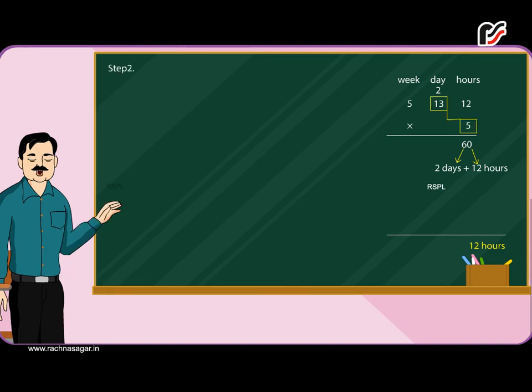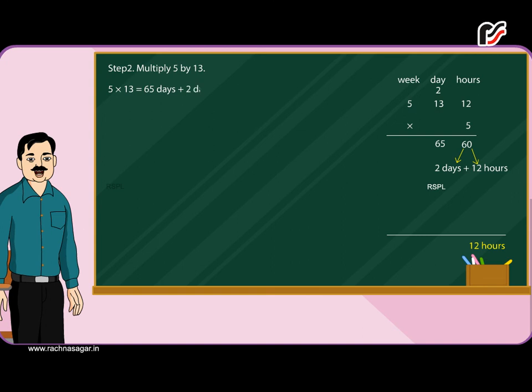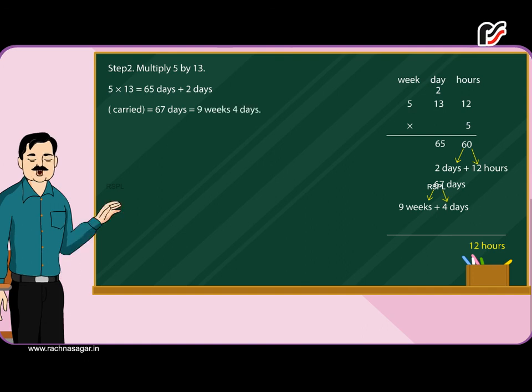Step 2. Multiply 5 by 13. 5 into 13 equals 65 days plus 2 days carried equals 67 days equals 9 weeks 4 days. Write 4 days under days column and carry 9 weeks to the weeks column.